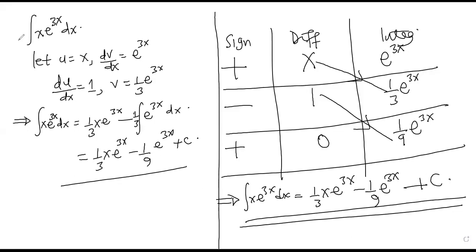Excuse me, teacher. Yes, please. I beg your pardon, on how to get this a third. If I have e power bx, if I'm integrating this, you drop the coefficient of x, which becomes 1 over b e power bx. You just drop the coefficient of x. You get the point? Okay. Yes, I get it. Any other person to ask?